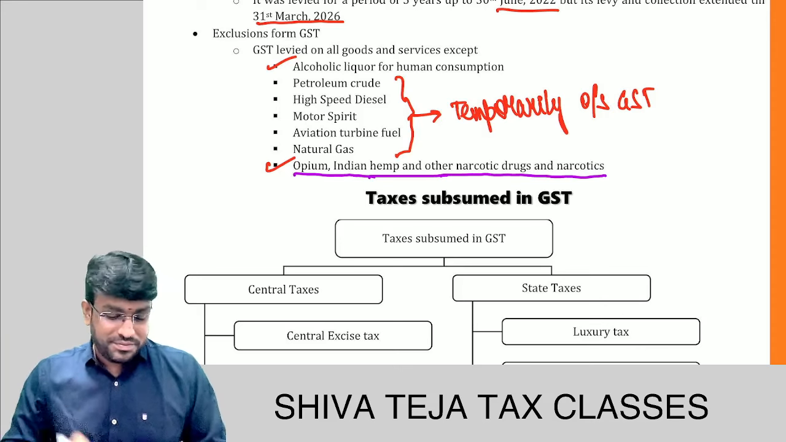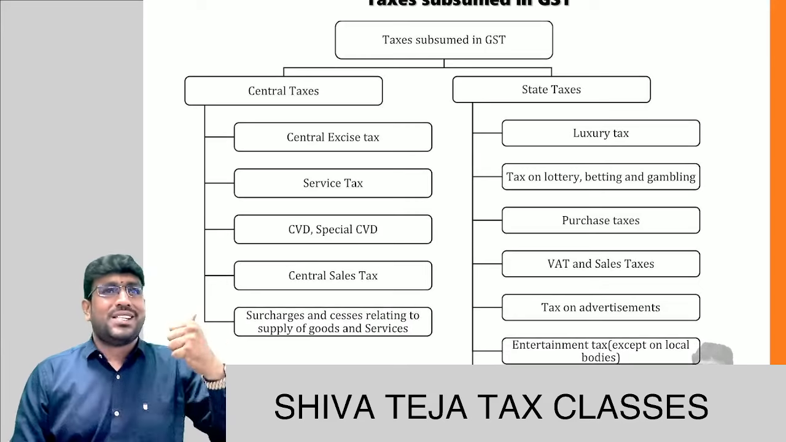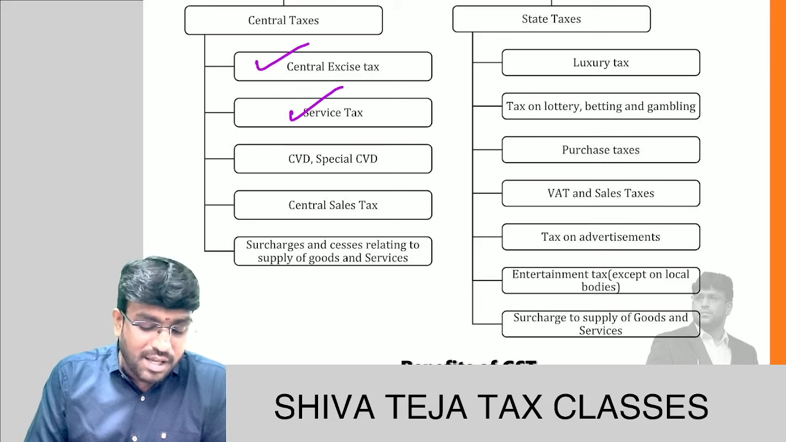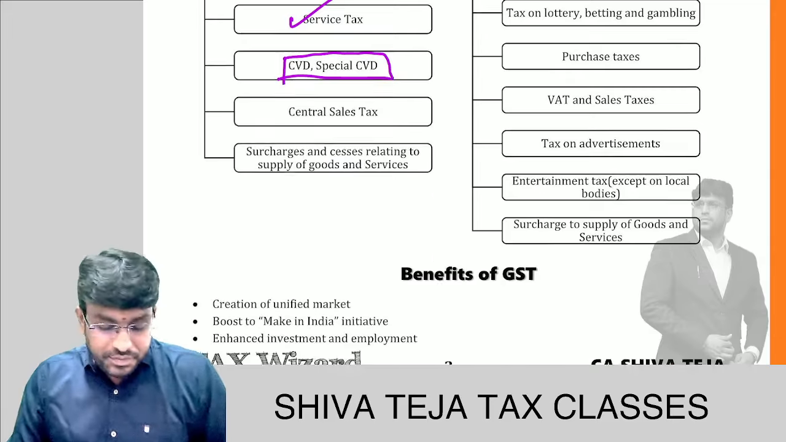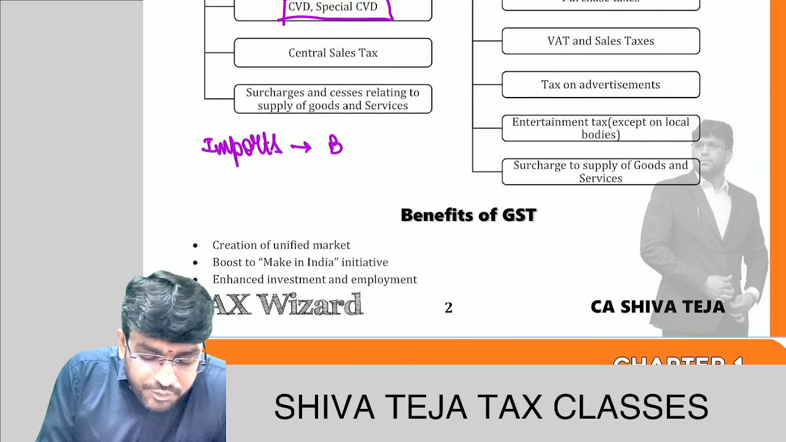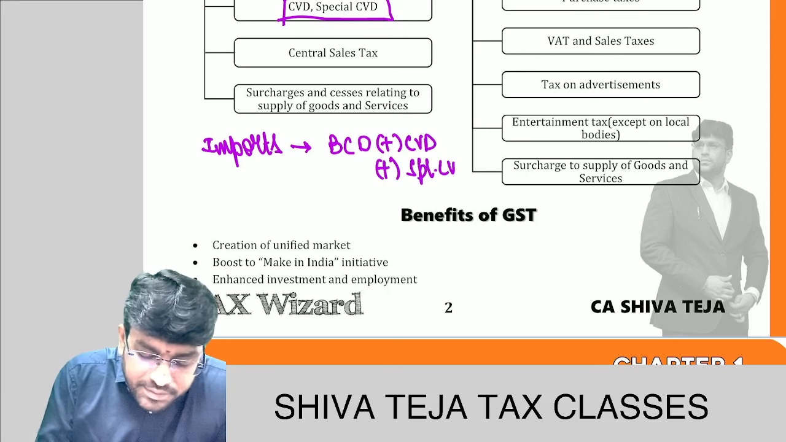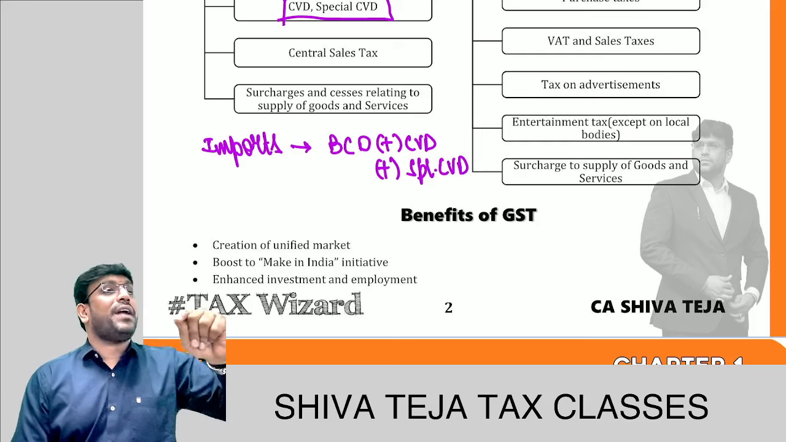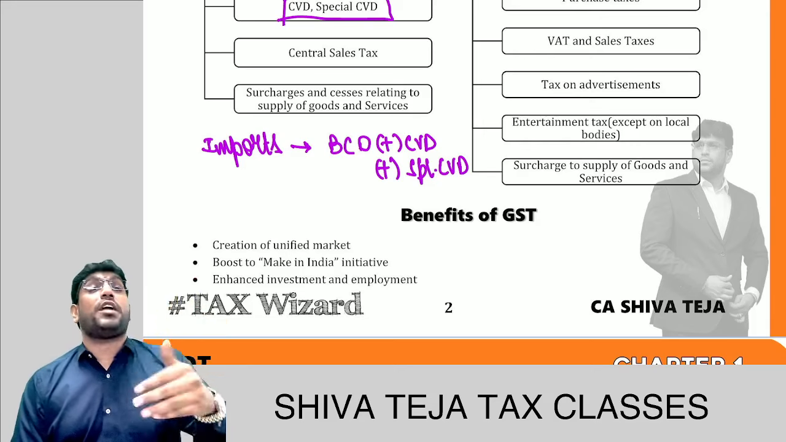Sir, understood? Yes, sir. Next, what are the taxes which are subsumed in GST, which are covered in GST? Central what taxes? Central excise, service tax, CVD and special CVD, sir. This used to be there before for imports. So let me write here. In case of imports, before we used to pay BCD plus CVD plus special CVD. BCD means basic customs duty. CVD means countervailing duty. Special CVD means special countervailing duty. All these taxes we used to pay when importing from outside India.